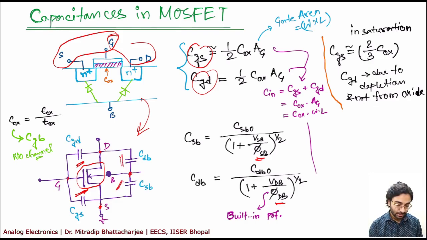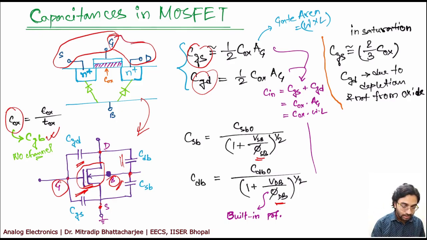Remember, there is another capacitance between G and B. This is CGB, that is COX, the oxide capacitance. However, it gets distributed to G and S when it is in operation. When there is no channel, it is fine. The COX is the only one. Otherwise, it will get distributed to the other two capacitances, GD and GS. And how are they distributing? If the device is working in linear mode, they will distribute it equally.